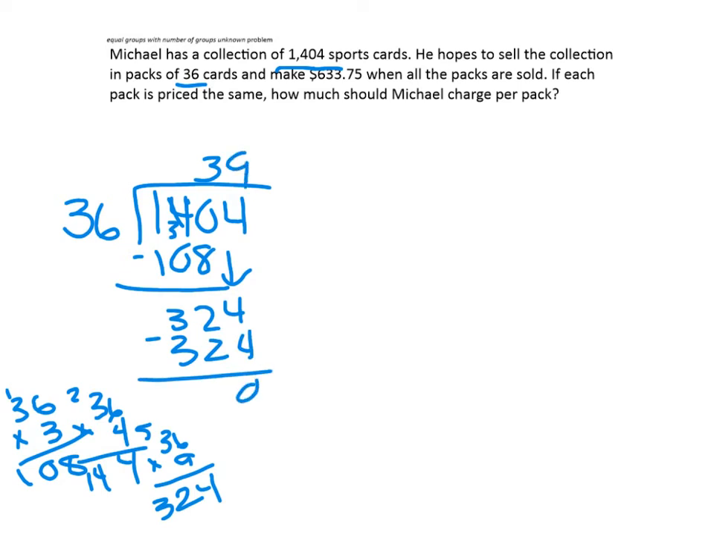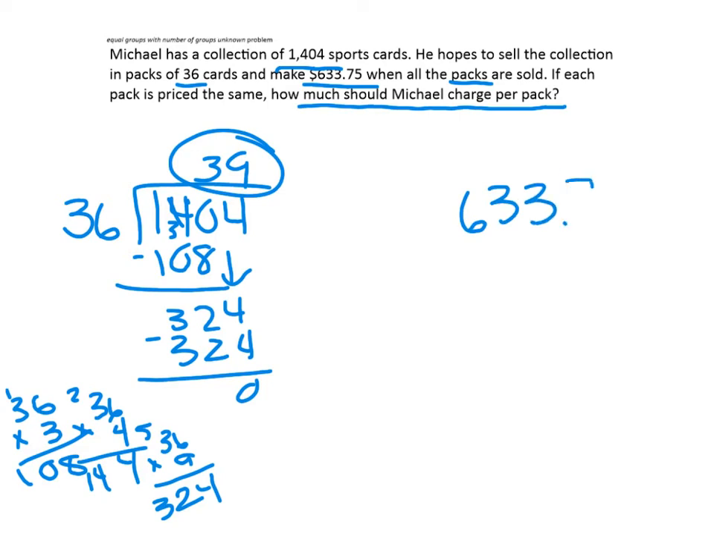So we know that Michael had 39 packs of cards. Now, because he had 39 packs of cards and he wants to make $633.75 when all of the packs are sold, we have to find out how much each pack is going to cost. So how much should Michael charge per pack? So we're going to take the $633 and we're going to divide that amongst the 39 packs of cards. Go ahead and pause again. Come back and check your work when you're done.